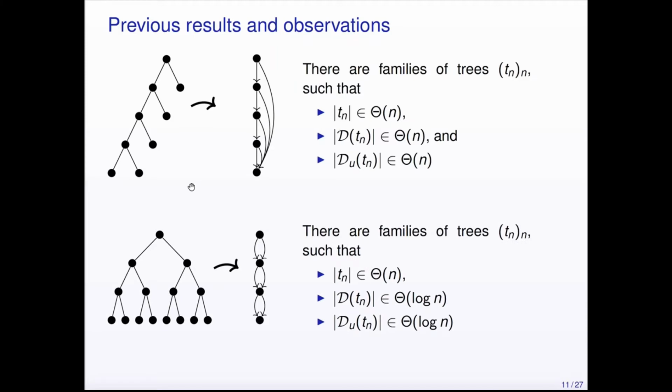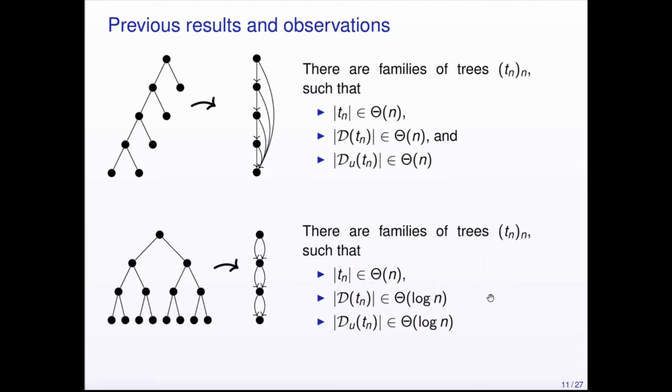And moreover, another easy observation is that there are families of trees Tn, such that the size of the tree Tn is linear in n, and both sizes of ordered and unordered minimal DAG are logarithmic in n, so ordered and unordered minimal DAGs can be exponentially smaller than the size of the tree. An example for such a family of trees would be the family of complete binary trees, which is depicted here on the left, together with the minimal DAG. And in this case, we find again that the ordered and unordered minimal DAGs are identical and exponentially smaller than the tree itself.